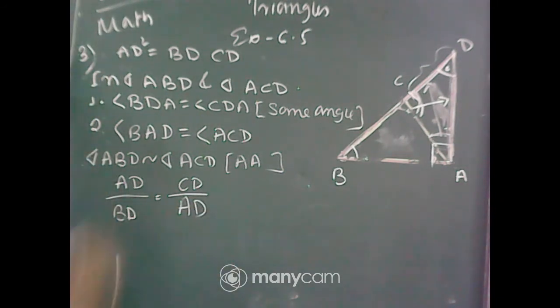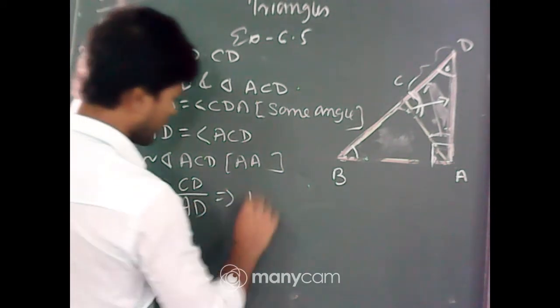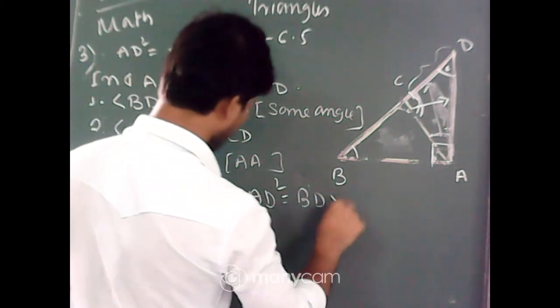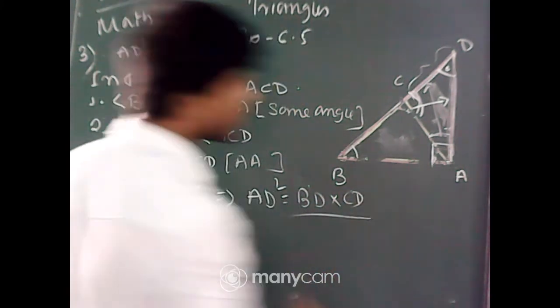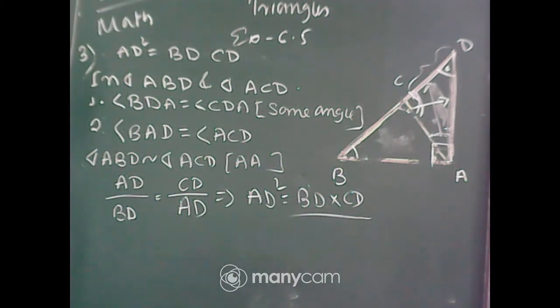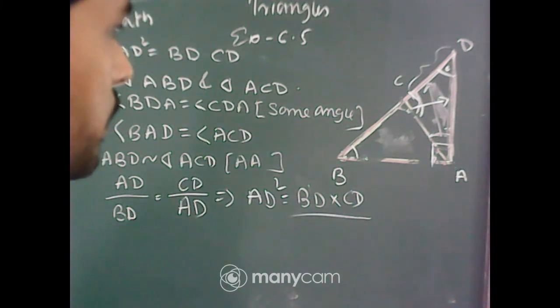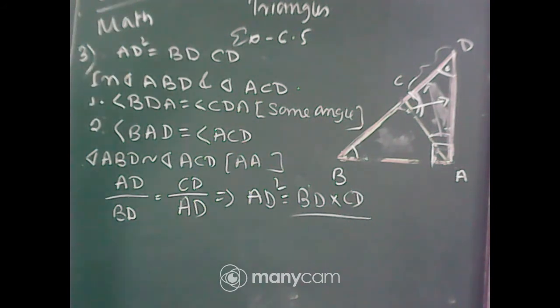Now do the cross multiplication and we will have the answer. That means AD square is equal to BD into CD, and hence the third part is also proven. Question number 3 is now completed. It can be in any part, anywhere. If you feel any problem, you can tell me. No problem, very good. So we'll proceed to the next question.